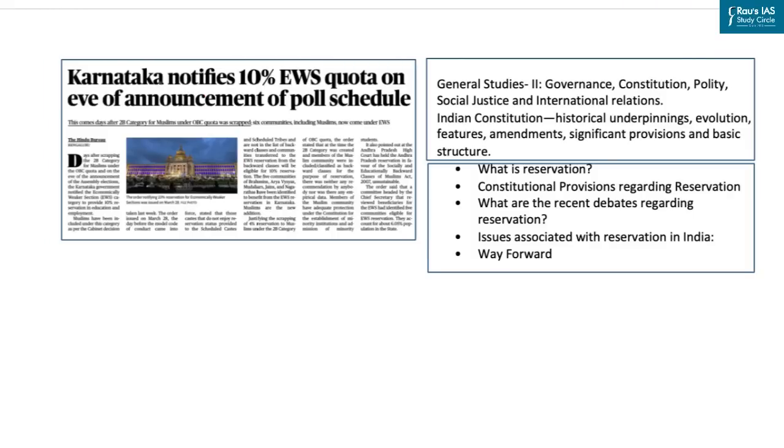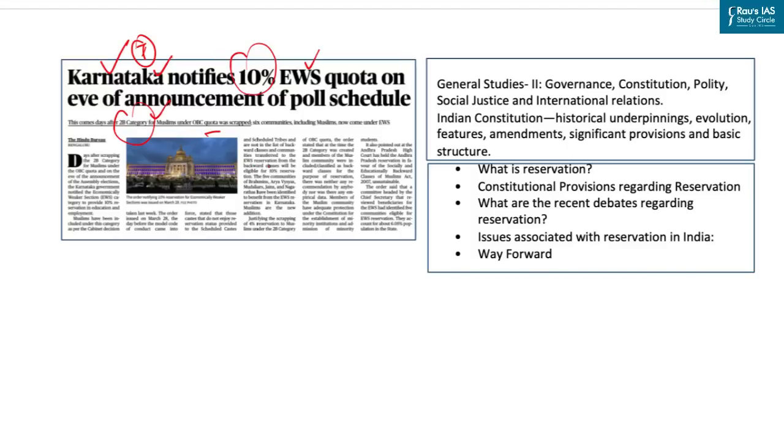Now our next discussion is based on this article which appeared on page number 7. Context is that days after scrapping the 2B category for Muslims under the OBC quota and on the eve of the announcement of the assembly elections, the Karnataka government notified the economically weaker sections, that is EWS category, to provide 10% reservation in education and employment. Now, Muslims have been included under this category as per the cabinet decision taken last week.